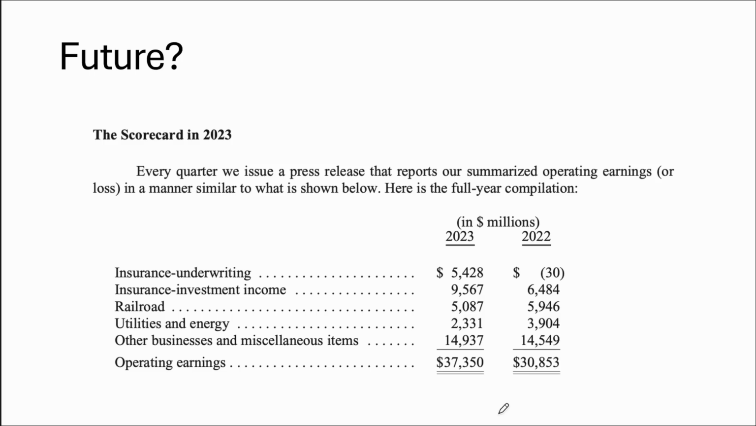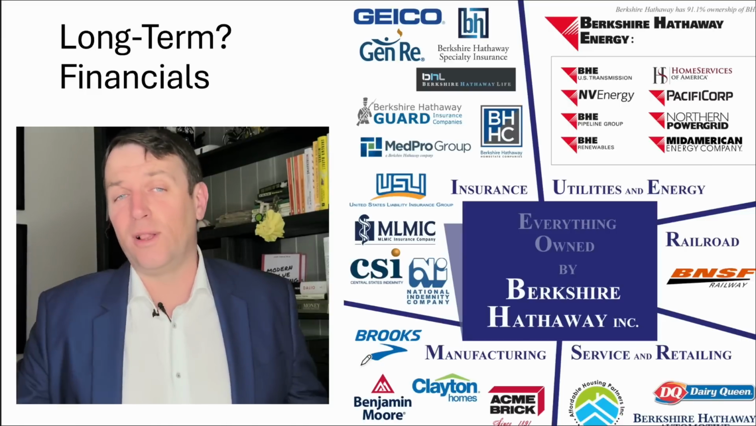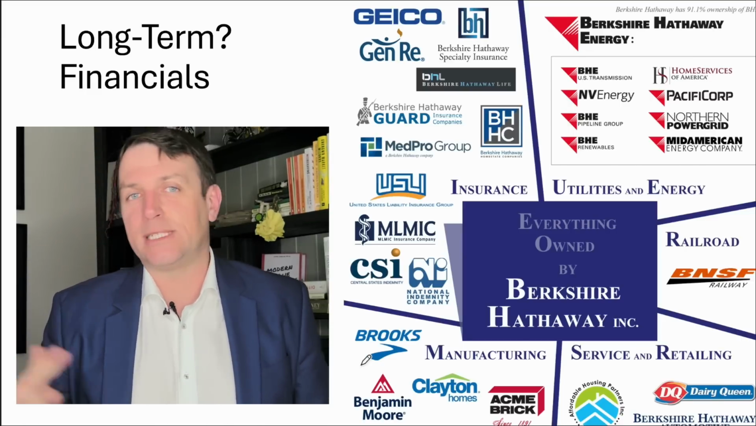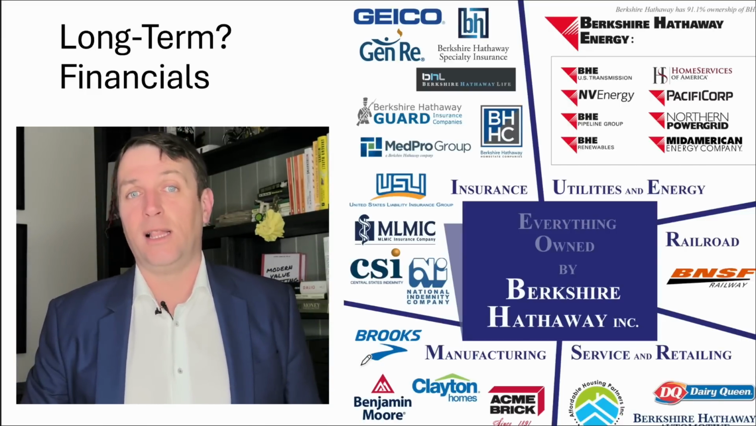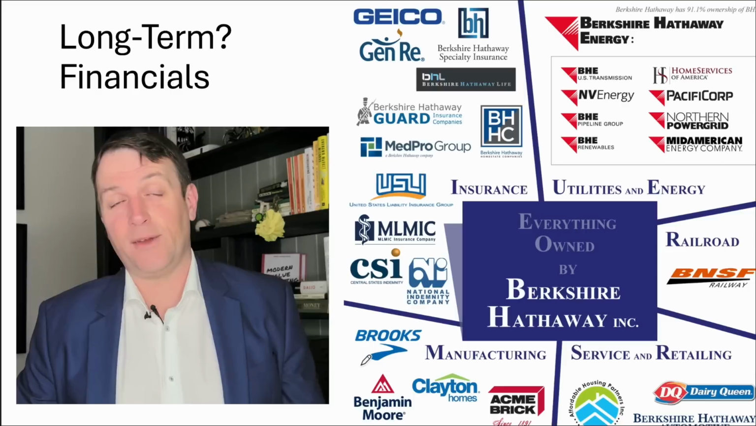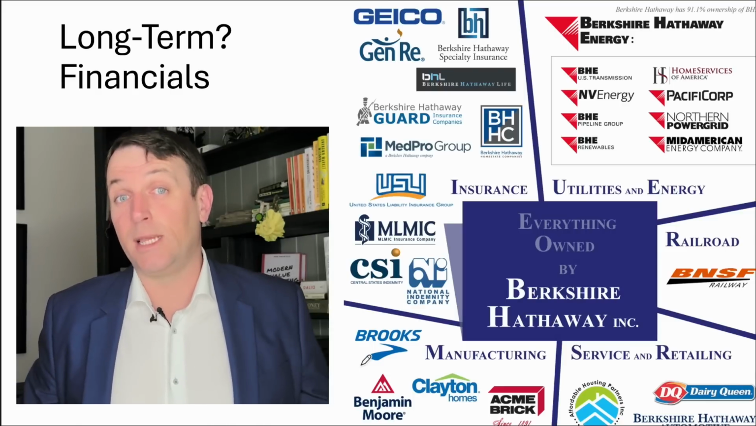What's the future? Well, we have the earnings there, but if you look at the businesses they own, insurance will be there, railroad, utilities, energy, other businesses. When you look at all the other businesses, some will do better, some will do worse, but in general, if the economy keeps on going, if you keep living, Berkshire will keep living. That covers the long term.